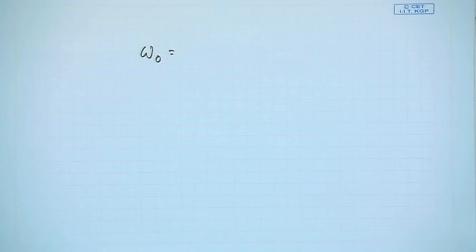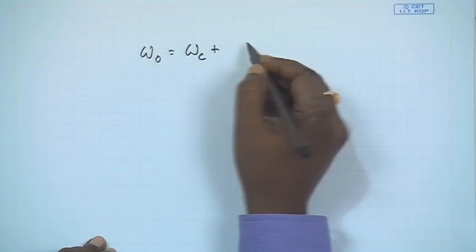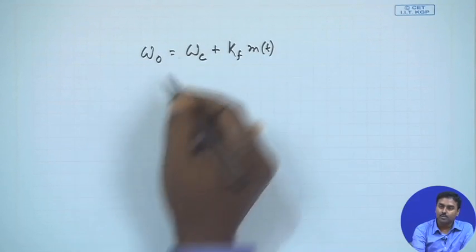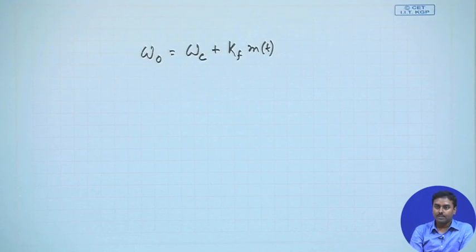Okay. So, what we have started exploring is the frequency output of the oscillator we are targeting, which we have proven should be omega c plus kf into mt. We have defined what is omega c and what is kf. This is something we have already discussed, right.